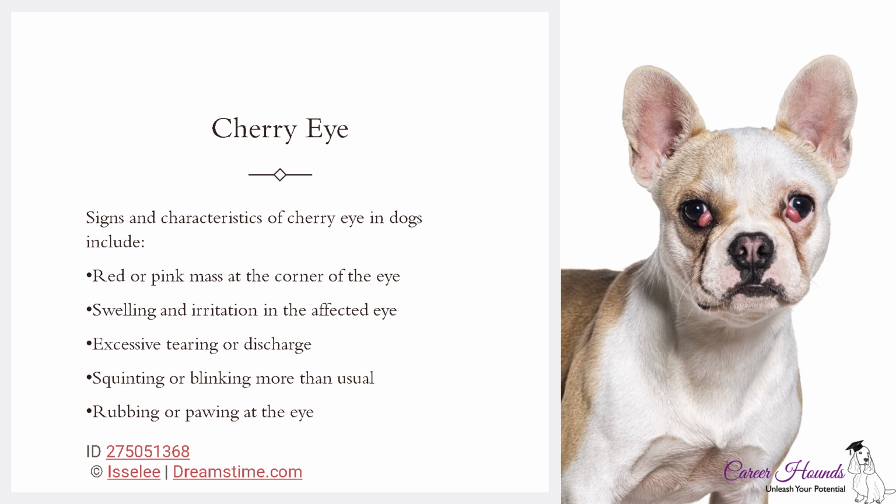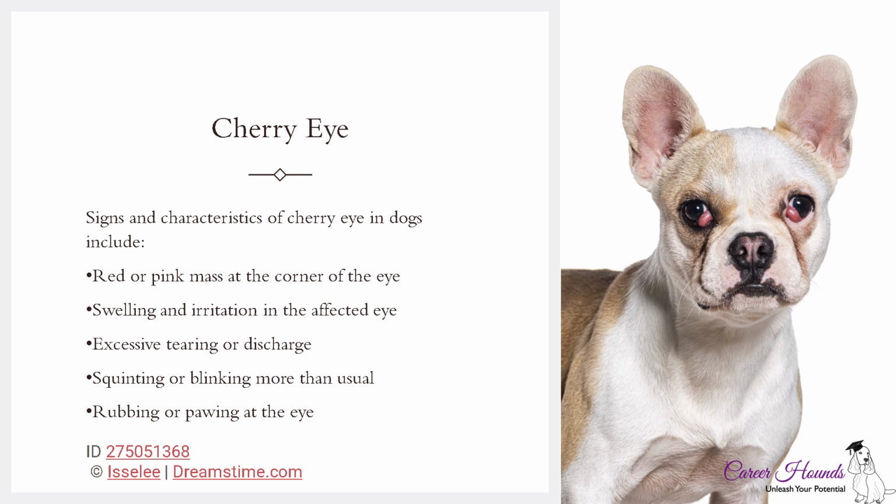Signs and characteristics of cherry eye in dogs include red or pink masses at the corner of the eye, swelling and irritation in the affected eye, excessive tearing or discharge, squinting or blinking more than usual, and rubbing or pawing at the eye. Cherry eye is more common in certain breeds, such as bulldogs, cocker spaniels, beagles, and Boston terriers, but it can occur in any breed. It can affect one or both eyes.